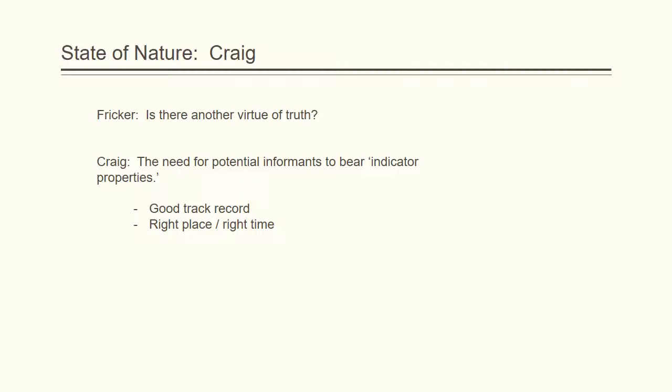Craig's third stage is the need for speakers to possess indicator properties, meaning they somehow are able to reliably illustrate that they are telling the truth. These can include having a solid background in being right about particular matters and having the best vantage point for particular knowledge at a particular time, or as I shorthanded it here, right place, right time.